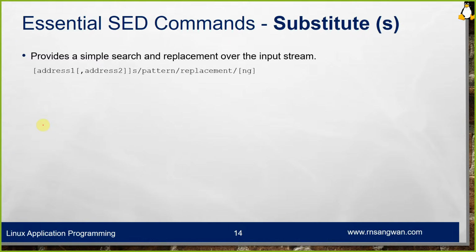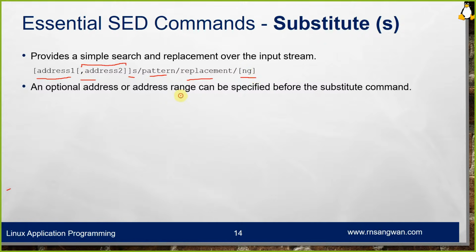Like address, this address 1 is mandatory. Optionally you can specify where to end, where to terminate. And substitute, what you want to search and what you want to replace with, and globally or a specific occurrence in the same line. An optional address or address range can be specified before the substitute command. That's what we specified, because all of this is substitute. This is optional. A square bracket itself, in any syntax, represents optional. So first the entire thing is optional, then if you specify this, then this is optional, which essentially means you can specify only address 1, or you can specify address 1 and address 2 both, or you can ignore both of them.